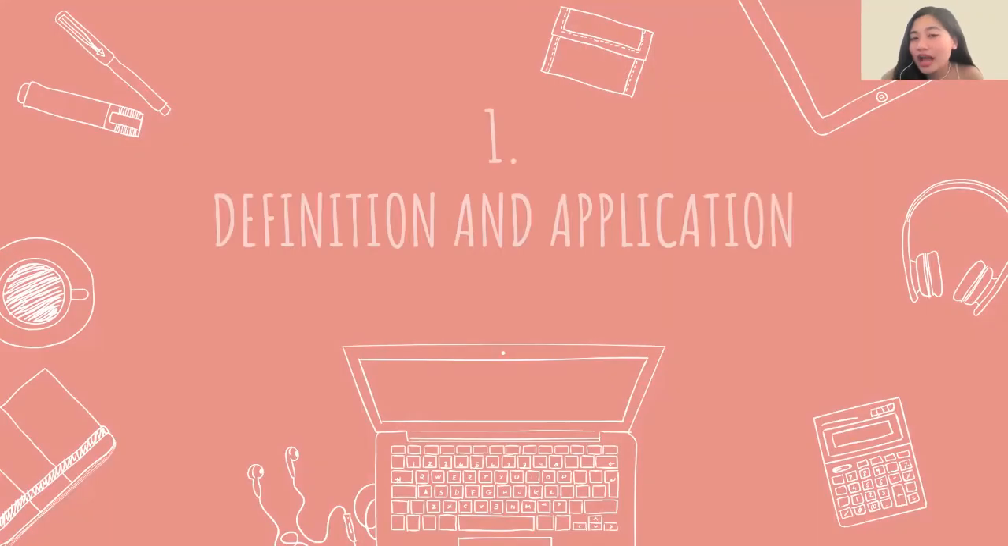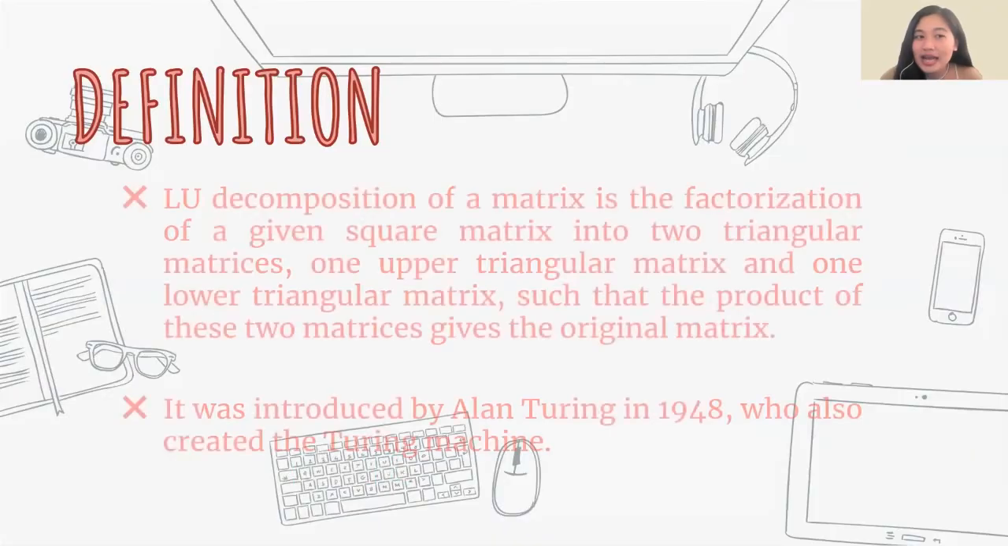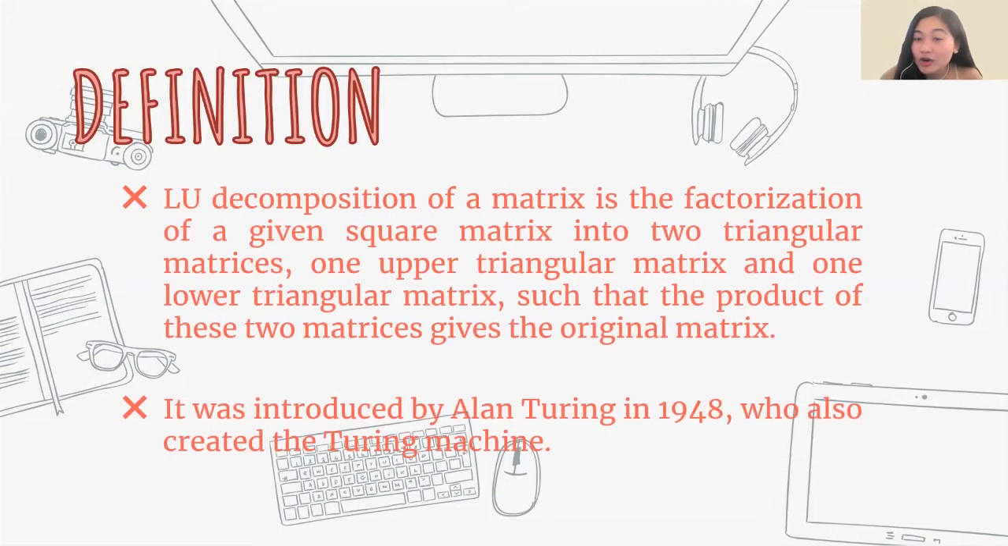So starting off with our definition and application, following our roadmap, the LU decomposition or LU factorization of a matrix is a factorization of a given matrix into two triangular matrices. One is the upper triangular matrix and one is the lower triangular matrix, such that the product of these two matrices gives the original matrix. It was introduced by Alan Turing in 1948, who also created the Turing machine.